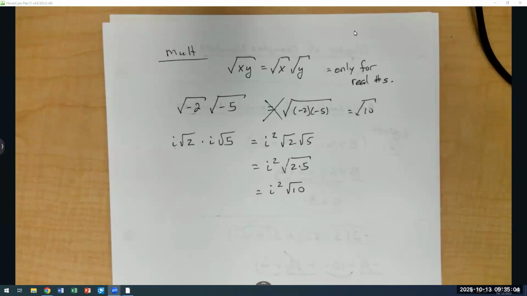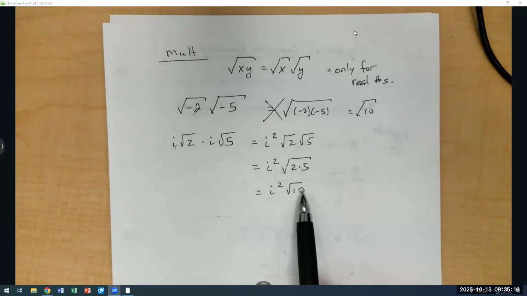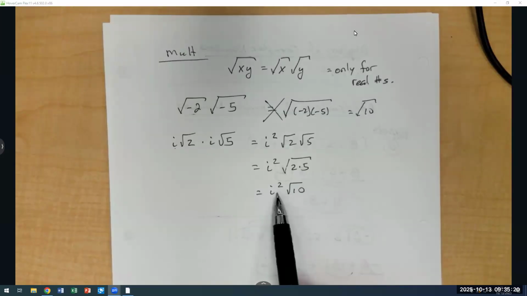Are we done? No. Why not? In radicals, two things. You cannot have imaginary numbers inside the radical in the final answer. You can't have that. And two, you cannot have a radical on the bottom, I should say. You cannot have an exponent on a radical, on imaginary.